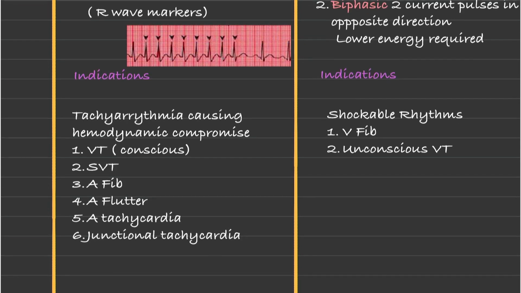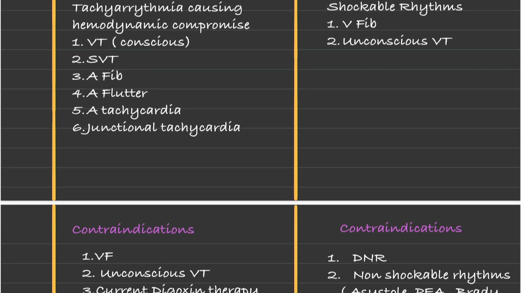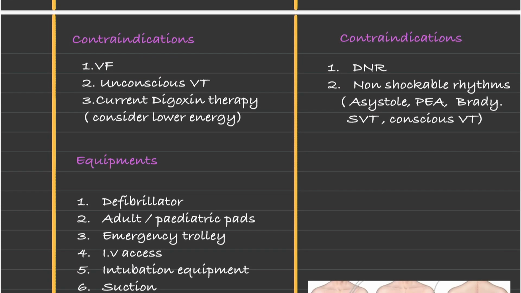After the introduction, we will go with the indications of cardioversion and defibrillation. If we talk about cardioversion, tachyarrhythmias causing hemodynamic compromise to the patient, such as conscious ventricular tachycardia, supraventricular tachycardia, atrial fibrillation, atrial flutter, atrial tachycardia and junctional tachycardias, can be treated with cardioversion. For defibrillation, the rhythms are life-threatening rhythms such as ventricular fibrillation or unconscious VT. They have to be done ASAP. Life-saving.